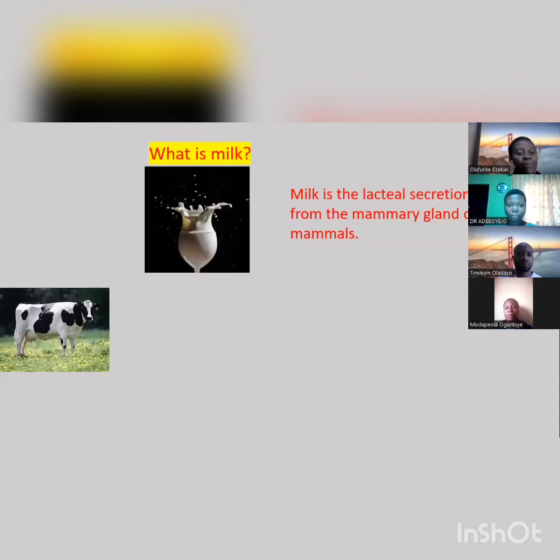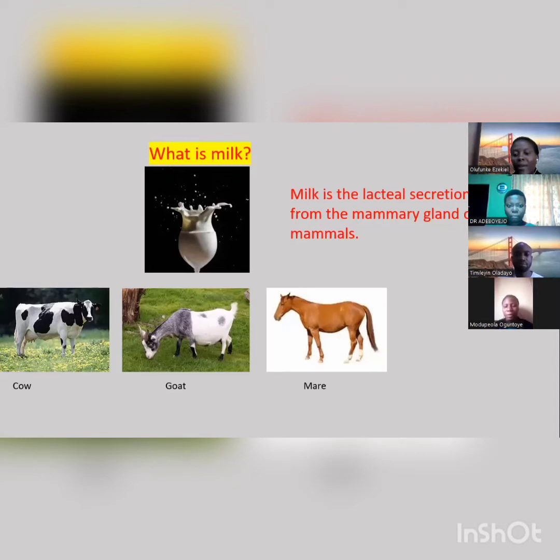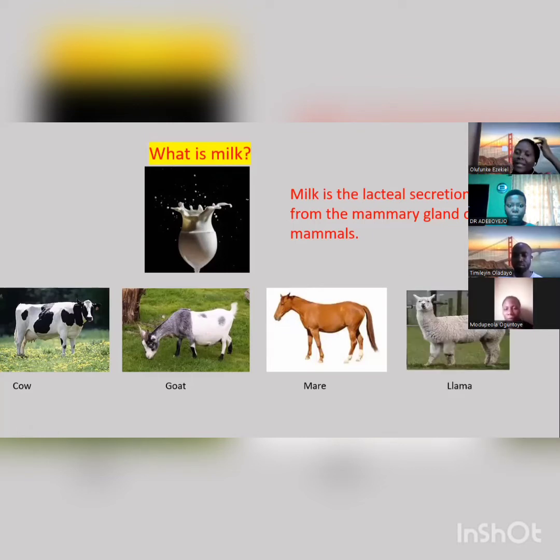Now, these are examples of sources of milk. The first picture talks about cow. We also have goats. You can get milk from goats. We can also get from mare. Mare is the female horse. Then we can also get from lamb. Lamb is a variation of camel. And of course, we can also get from humans as well.